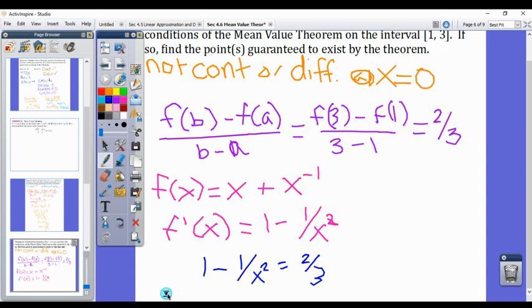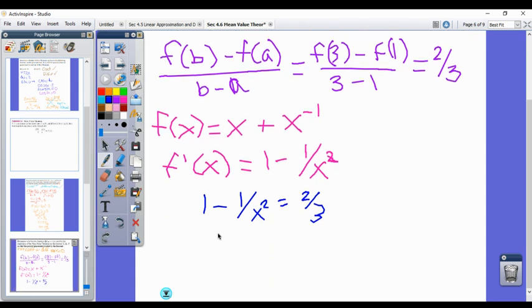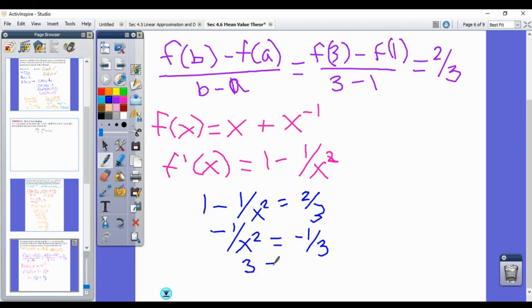Okay, so I start by subtracting 1. So I'm going to end up with negative 1 over x squared equals negative 1/3. And then I'm going to cross multiply, which is going to end up giving me 3 is equal to x squared. And then I'm going to take the square root.